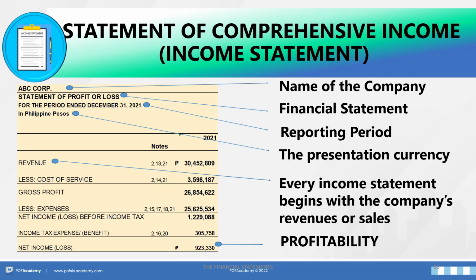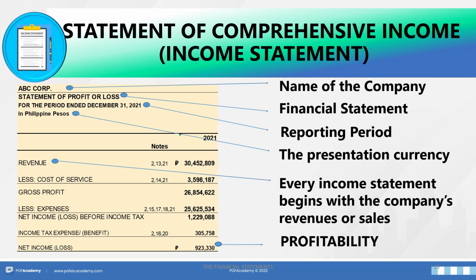How is the statement of comprehensive income presented? In this illustration, we can see four lines on top as heading. The first line is the name of the company, which is ABC Corp. The second line is the name or component of the financial statement, which is the statement of profit or loss. The third line is the reporting period, which is for the period ended December 31, 2021. The fourth line is the presentation currency, which in this example is the Philippine peso.